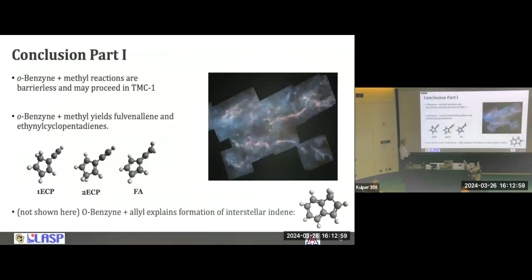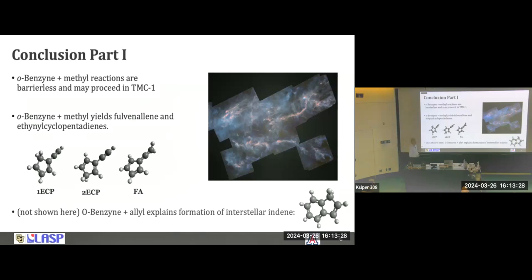So that's the conclusion of part 1. That is the reaction of orthobenzene plus methyl gives rise to these species that have all been detected in TMC1. So just by doing these one set of experiments, we can explain exactly how those species form. But then, not shown here, orthobenzene plus allyl also explains the formation of indene. So it's clear that orthobenzene is a key player in the formation of complex hydrocarbons.